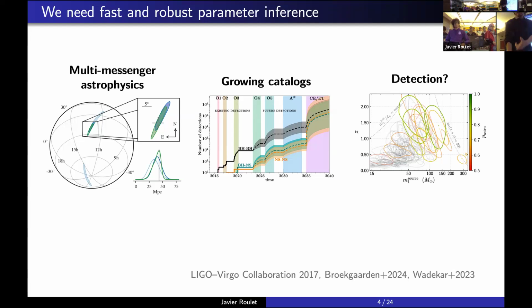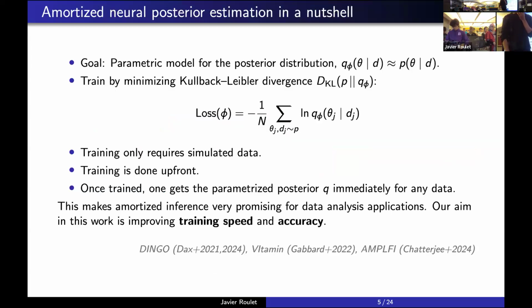But yeah, here when you're searching, you have millions of triggers, and then you really need to do this fast if you want to use this for searches. So a method that is relatively recent and is getting traction in the field is neural posterior estimation. And I will just briefly introduce it and also compare it to more classic methods like Markov chain Monte Carlo that you might have heard about.